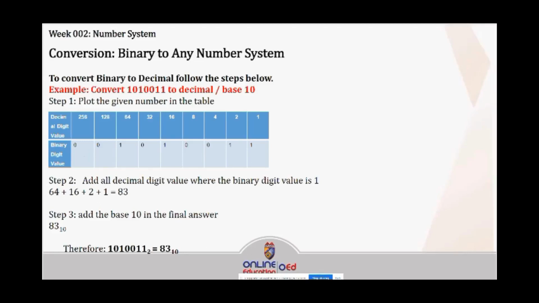Okay, that's how you are going to convert the binary into decimal. Kindly take note that you are to put the base. The base is 10. So from 1010011 base 2, the equivalent value for the decimal is 83.